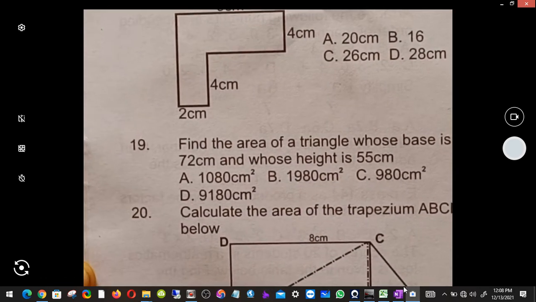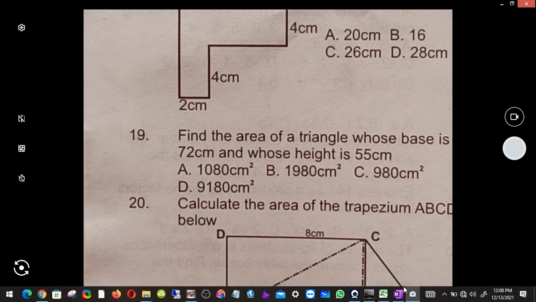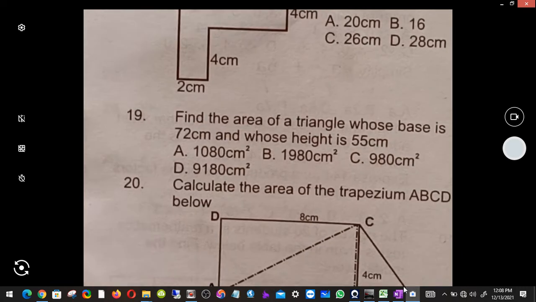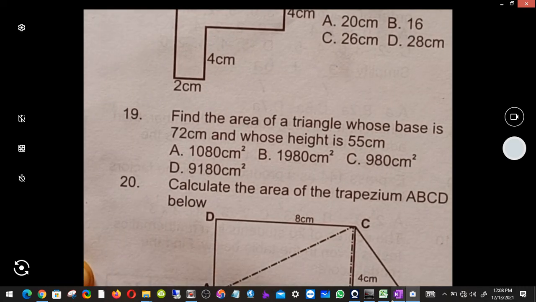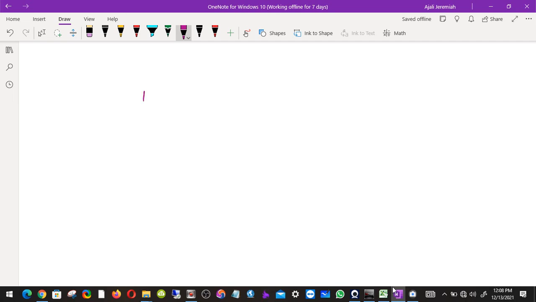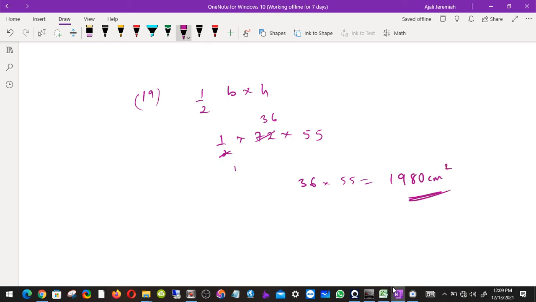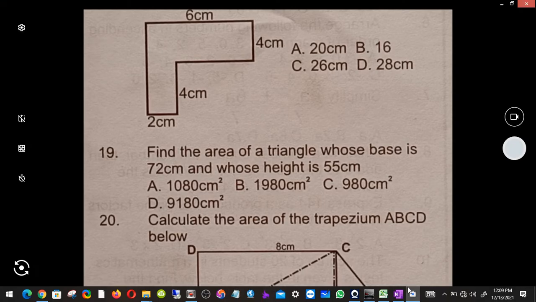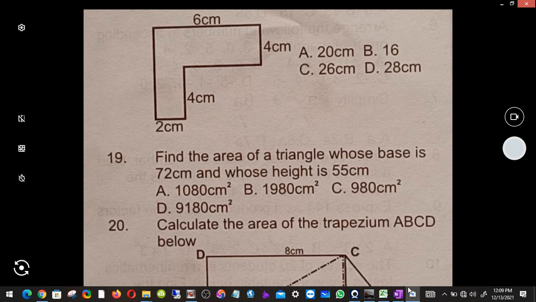Number 19. Find the area of a triangle whose base is 72 centimeters and whose height is 55 centimeters. What's the formula for a triangle? Half base times height. What's the base, please? 72. And what's the height? 55 centimeters, right? Yes. Two here, one. Two here, 36 times 55. 1980 centimeters. Is it in centimeters? Yes. Centimeters square. So that's the area of that triangle. Is that okay? Yes, sir. 1980, that's option B.